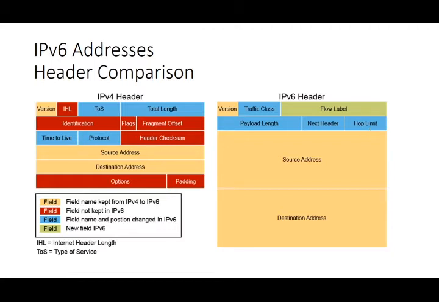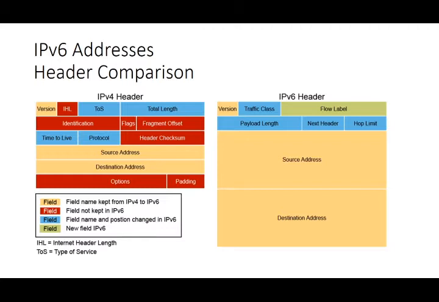Next, we have a protocol field in IP version 4, and rather than call that the protocol field, we have what's called the next header field in IP version 6. The next header can point to a layer 4 header, so it could be TCP or UDP, or it could point to another header that is used at layer 3, like a routing header, so the functionality was changed just a bit there.